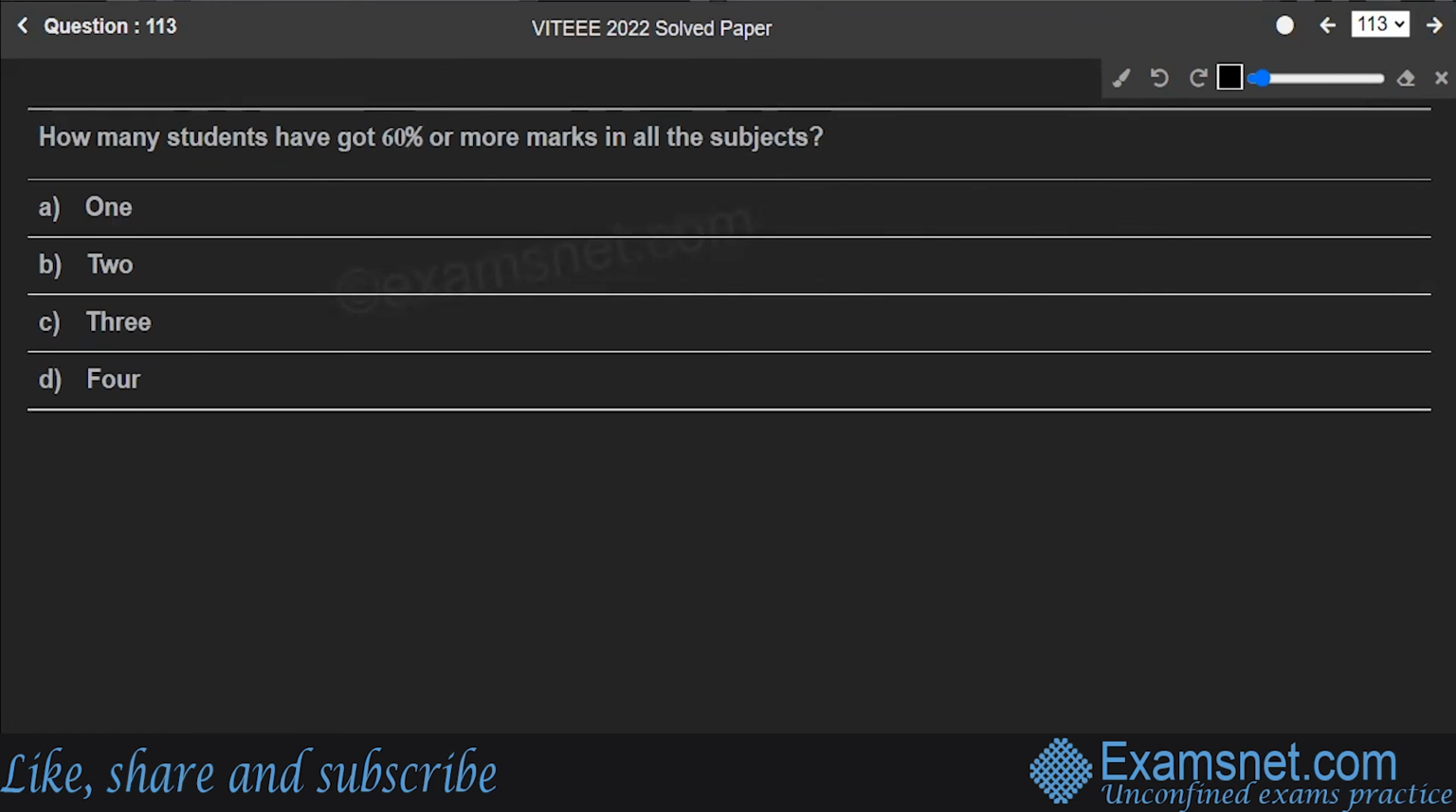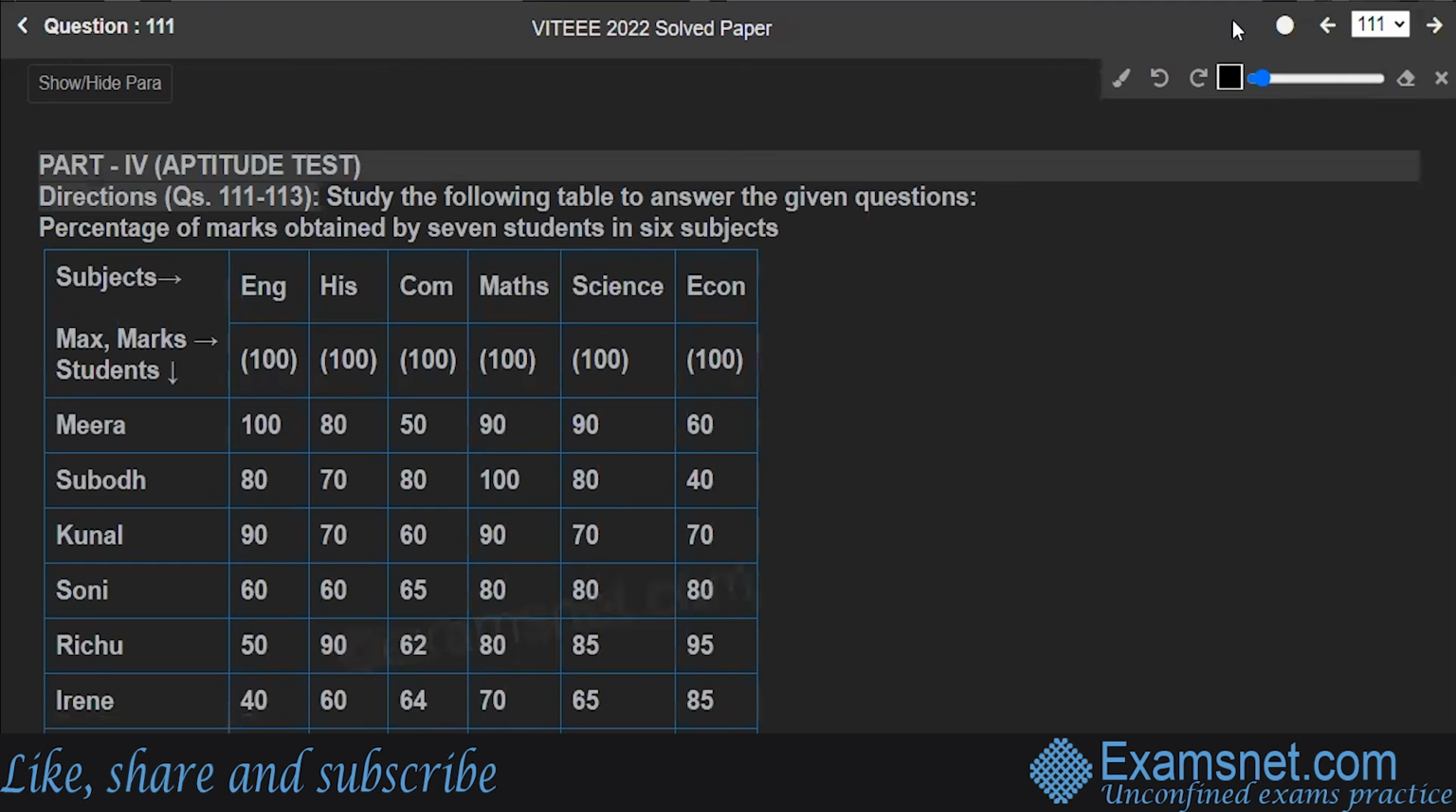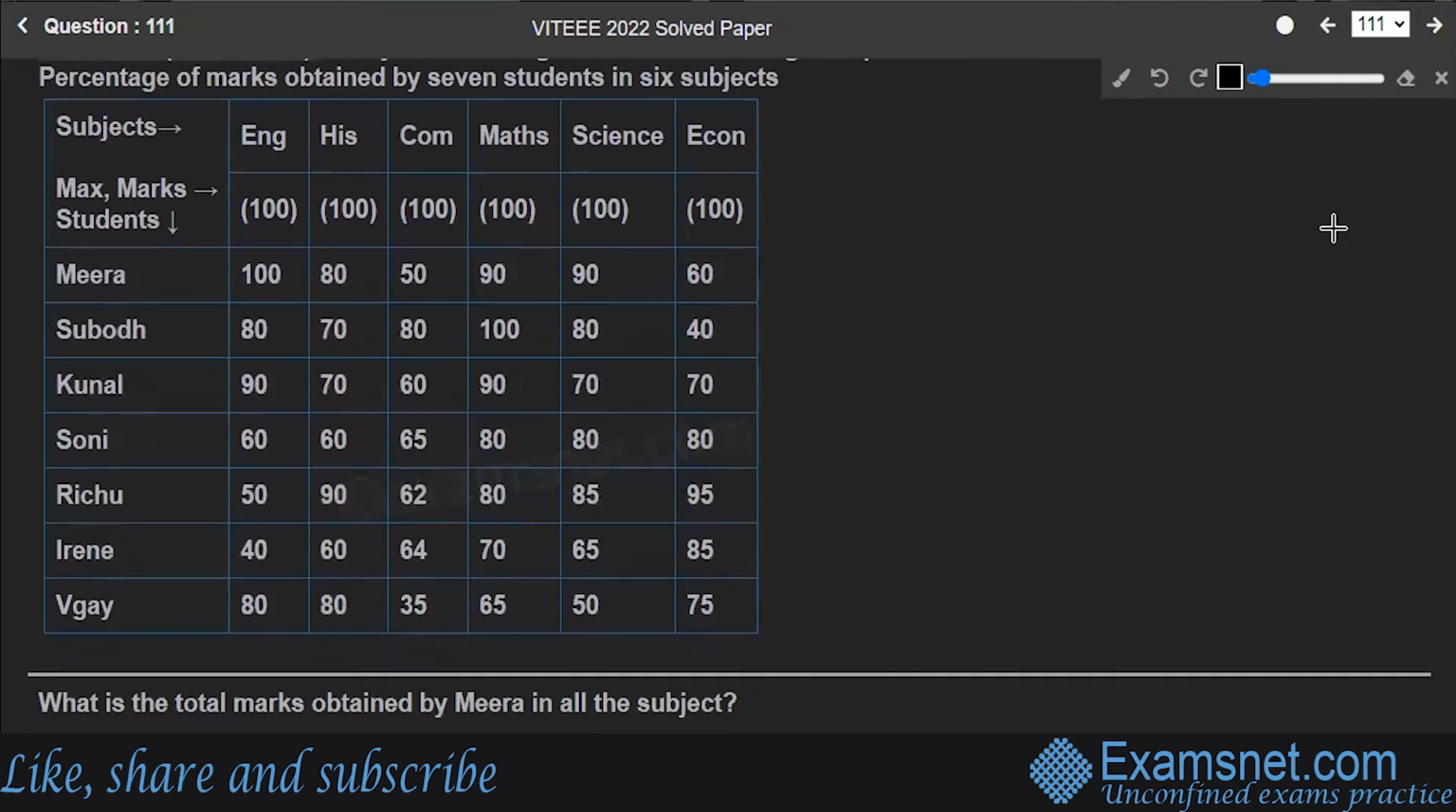How many students have got 60% or more marks in all the subjects? Let's get back to the question again. So how many students got 60% or more marks in all the subjects? Let's check. So it's not Meera, because here is the one, no Meera. So both, no. Kunal, yes. Sony, yes.